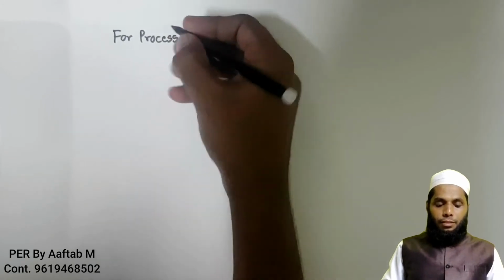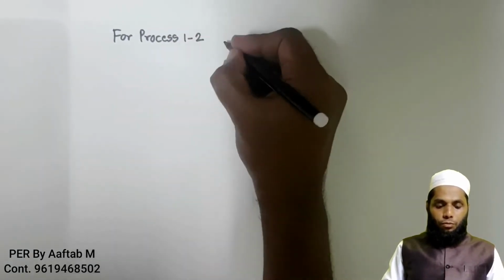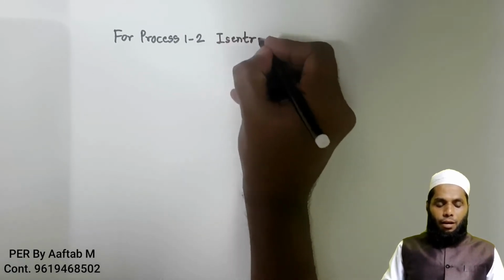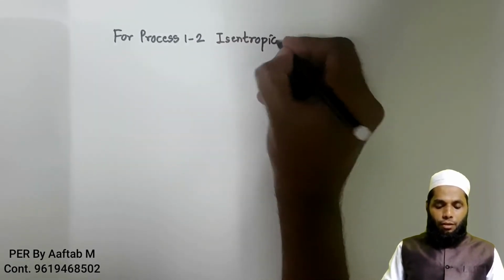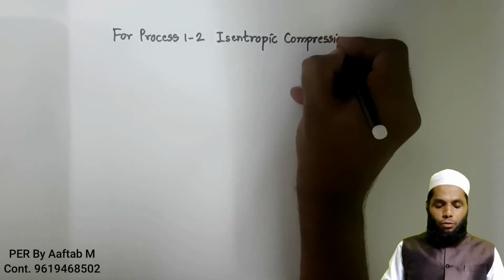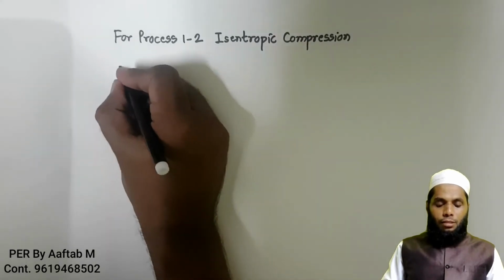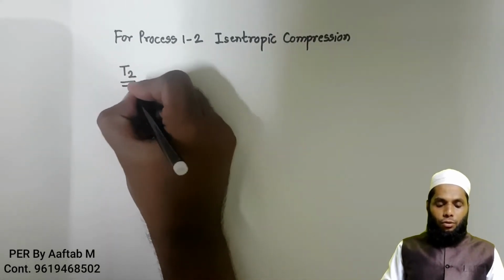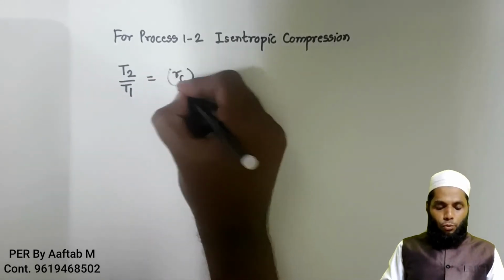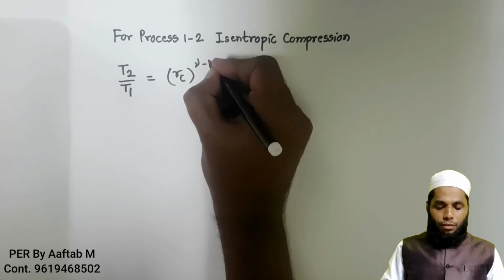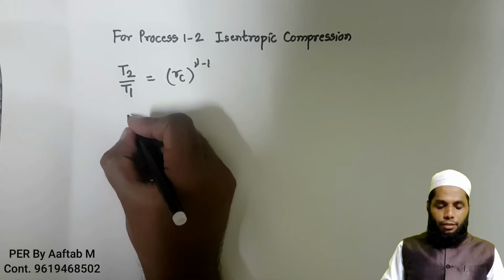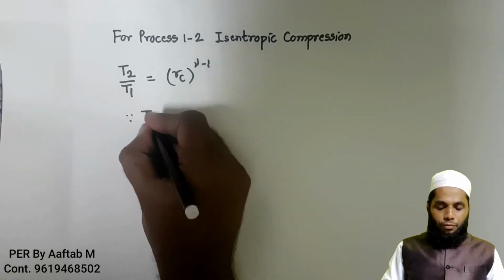So in step number 1, we'll find the temperature after compression for the isentropic process 1 to 2. In this process, entropy remains constant. For this, we have the relation T2 divided by T1 is equal to RC raised to power gamma minus 1.